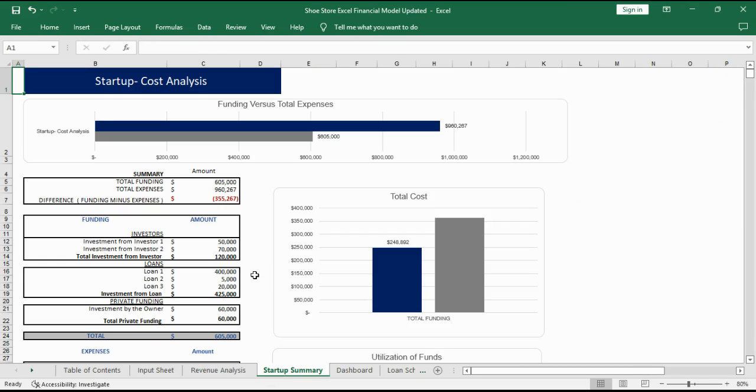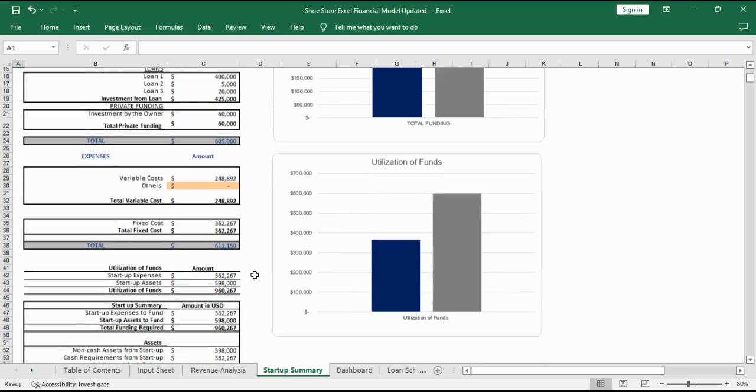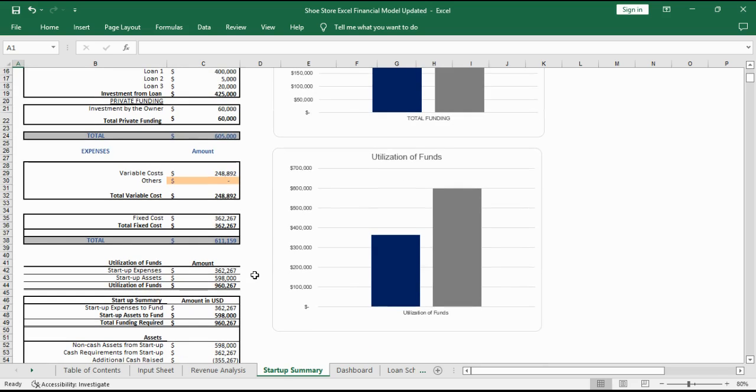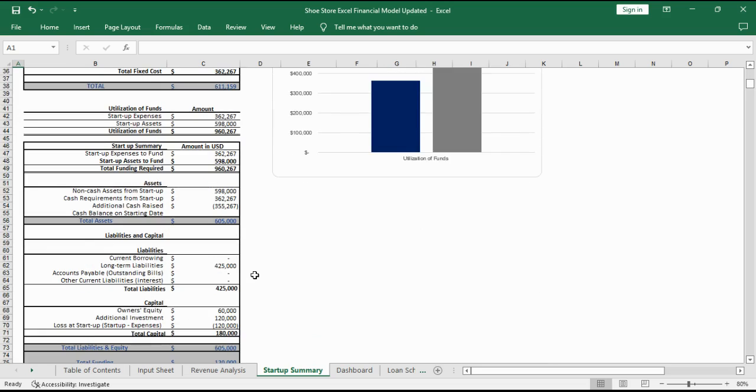Startup summary provides you with the details of your total funding and subsidy expenses. It lets you evaluate the feasibility of your first year of operations. It also provides you with the details of your total assets, liabilities, and equity.